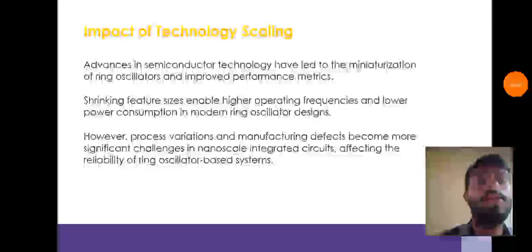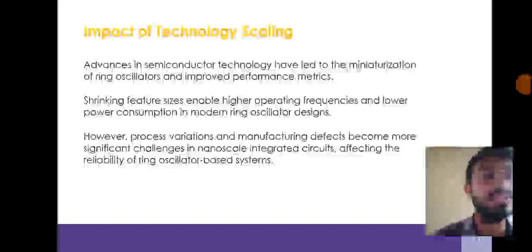Impact of technology scaling. Advances in semiconductor technology have led to miniaturization of ring oscillators and improved performance metrics. Semiconductor technology keeps advancing, and oscillators are updated day by day. Shrinking feature sizes enable higher operating frequencies and lower power consumption in modern ring oscillator designs.